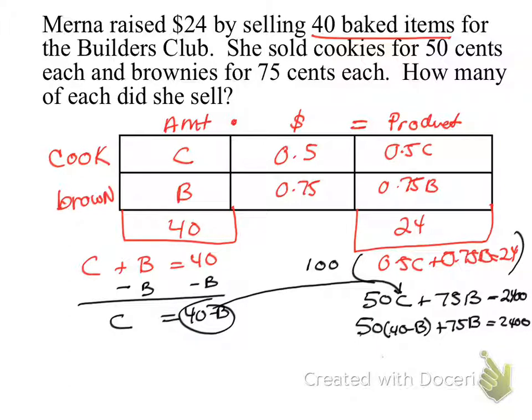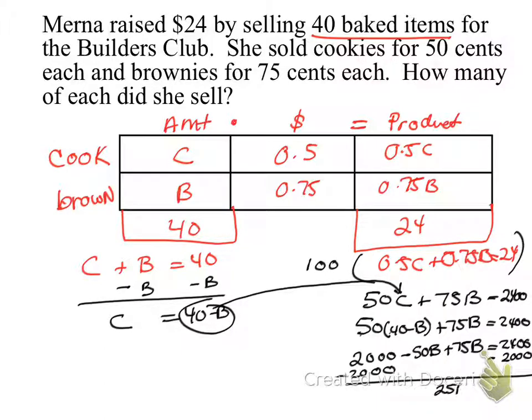5 times 4 is 20, and then I have 2 more zeros. Minus 50B plus 75B equals 2400. Subtract 2000. Subtract 2000. We're going to finish. This is 25B equals 400. Divide by 25, and B equals 16. So I had 16 brownies.